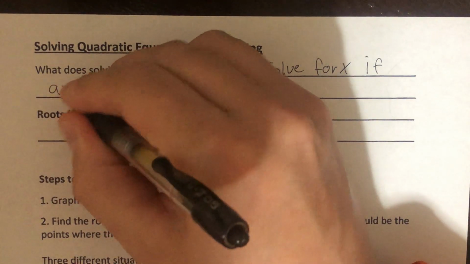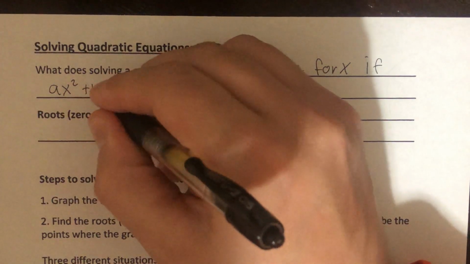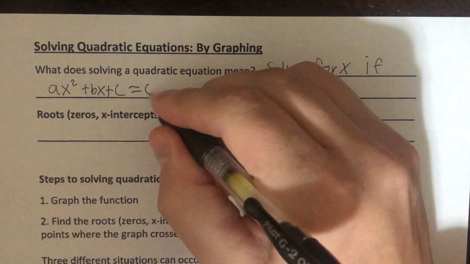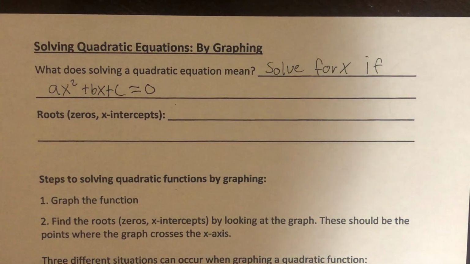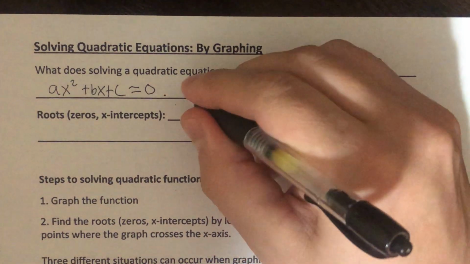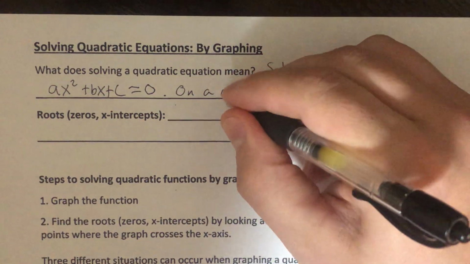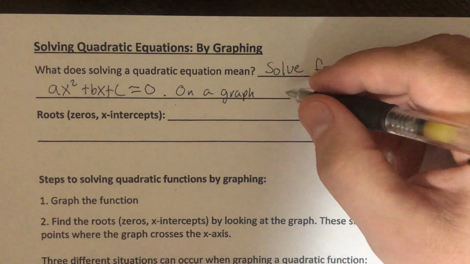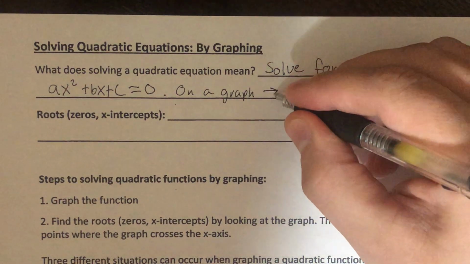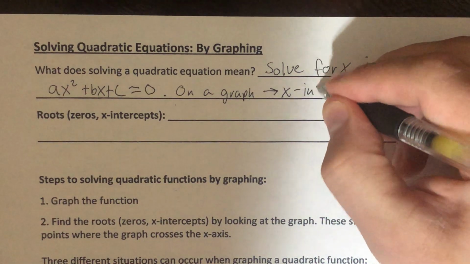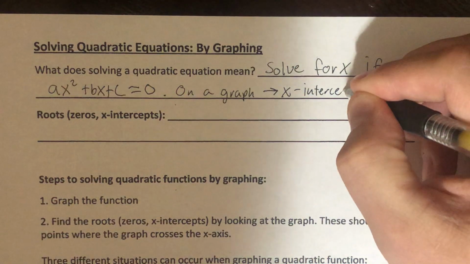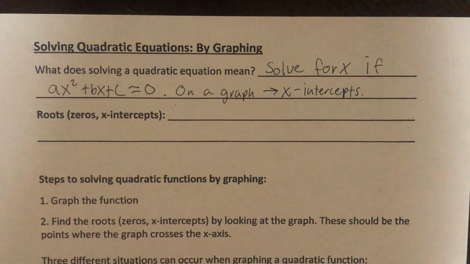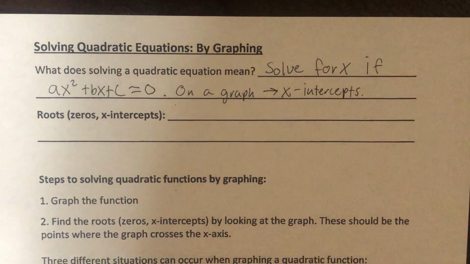So standard form again, ax squared plus bx plus c. In our solving, it's equal to 0. On a graph, x is equal to 0 when it crosses the x-axis. So those are called x-intercepts. So we're going to find when it crosses the x-axis.